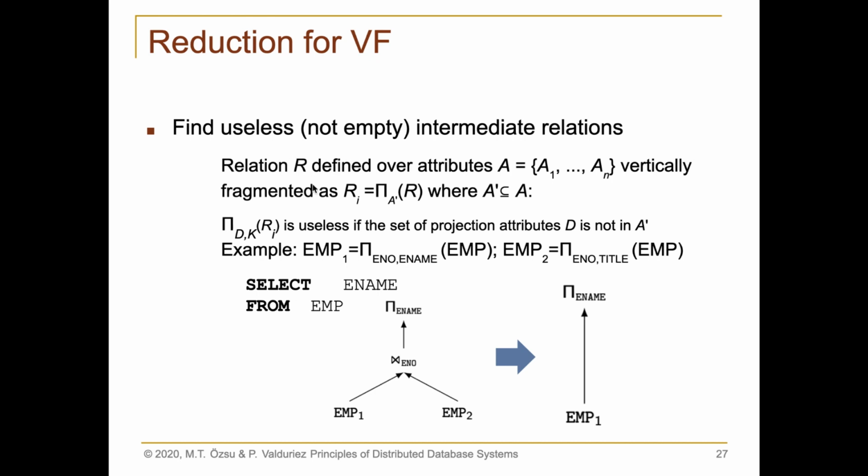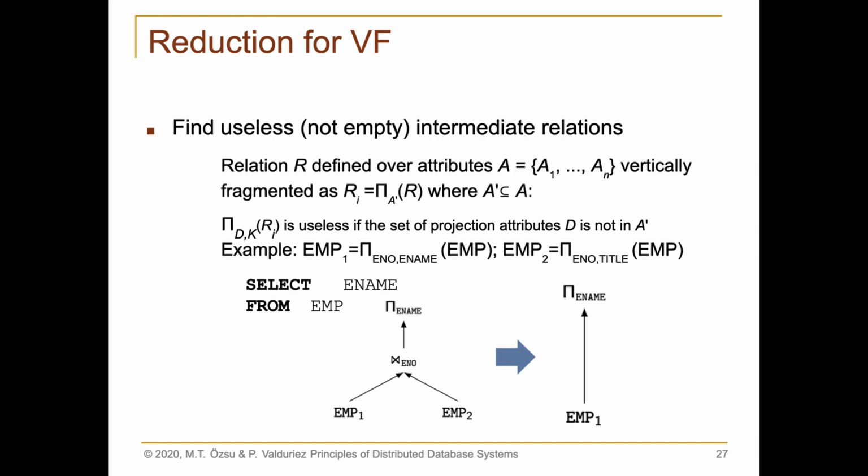So let's take relation R, which is defined over attributes A, where A is comprised of A1 up to An. And let's say it's vertically fragmented as Ri by using a projection operator over the attributes A prime on relation R, where A prime is a subset of the main set of attributes A. Then the projection on relation Ri by using the attributes D and K is useless if the set of projection attributes D is not in A prime.